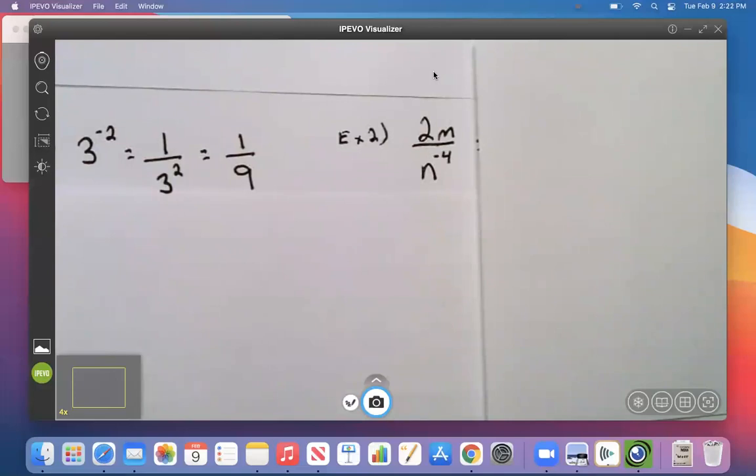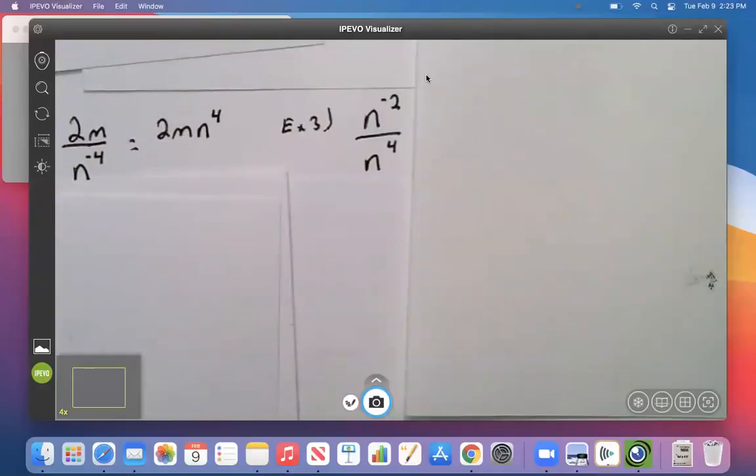On example 2, I have 2m over n to the negative 4 power. My 2 is fine. My m is fine. What I need to do is get rid of that negative 4 on the n. It's in the denominator, so I move it up to the numerator. Now it's positive, and I'm done. My answer is 2m n to the 4th power.